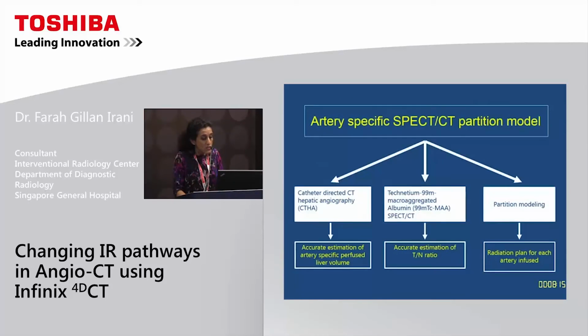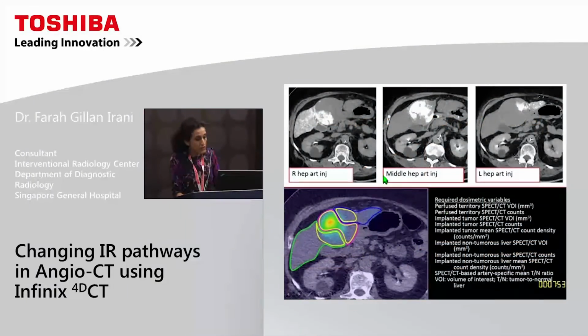In this system, we do a catheter-directed hepatic angiography, which helps us accurately estimate artery-specific perfused liver volumes. You then do the technetium-99 MAA macroaggregate, which will tell you the accurate estimation of the tumor to normal liver ratio. And then you do the partition model, which will then give you the radiation plan for each artery which is perfused. So if you look at this tumor, it's a large tumor sitting in segment 4, and it has 3 arterial supplies coming from the right hepatic, the middle hepatic, and the left hepatic artery.